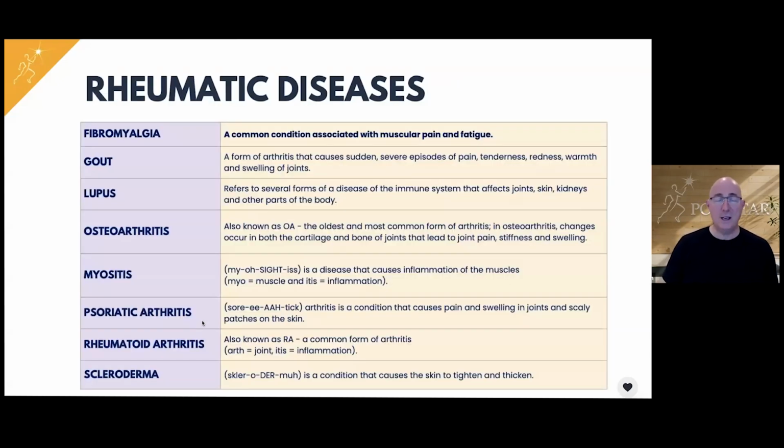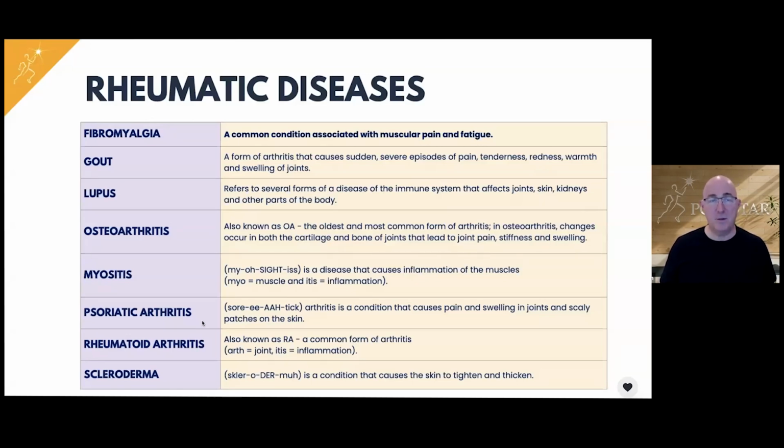When we look at the series of diseases or diagnoses that are often falling inside of rheumatic disease, one that we hear about quite often is fibromyalgia. Now, today we're not going to talk about fibromyalgia. We're going to be talking about one of the last ones there, rheumatoid arthritis. But fibromyalgia is a common condition associated with muscle and tendon pain and fatigue.